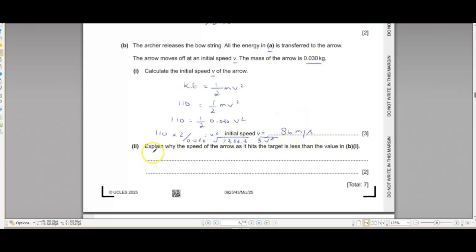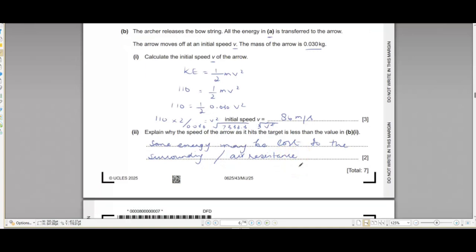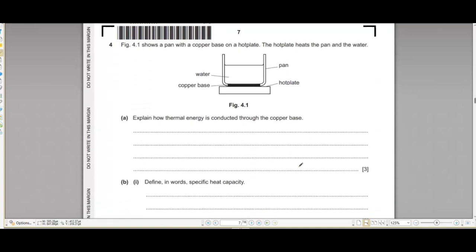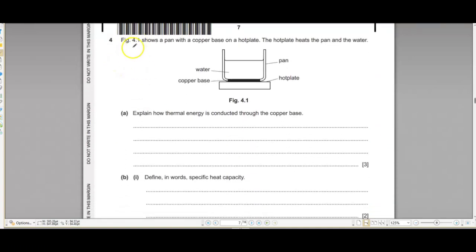So we can write that some energy may be lost to the surroundings, or maybe that there is air resistance present. You might write any one of these reasons or any other valid reason that you can think of. Question number 4.